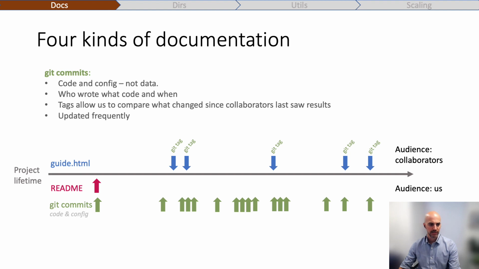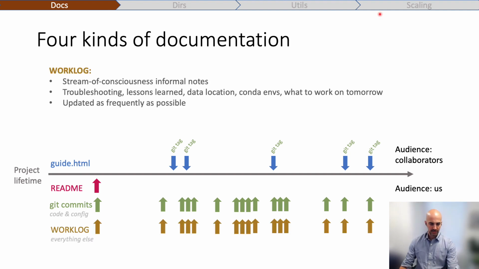The third kind of documentation is Git. So we make Git commits of the code and the config, not the data. Helps us figure out who wrote what code and when. And one thing we started doing is making sure we have Git tags for each time we ship the data. It helps us figure out what changed in the code and config between now and the last time collaborators saw the results. And this is, of course, updated frequently.